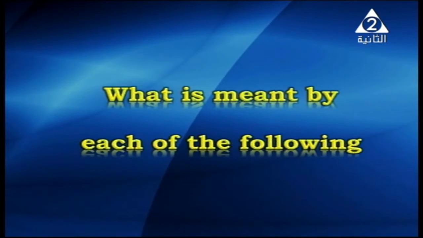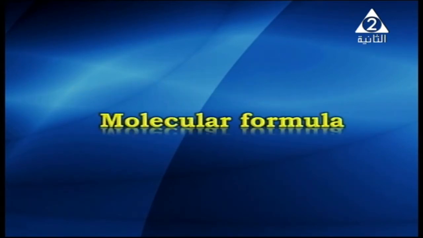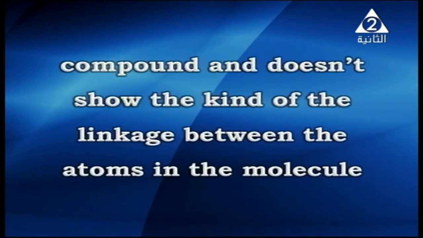Next type of question. What is meant by each of the following? Molecular formula, equilibrium state. Molecular formula is the formula which indicates the number and the kind of atoms of the elements which form the chemical compound and doesn't show the kind of linkage between the atoms in the molecule, as the structural formula shows the kind of linkage between the atoms in the molecule.